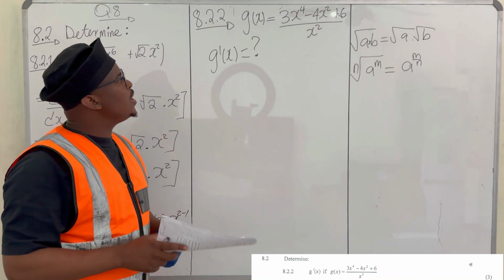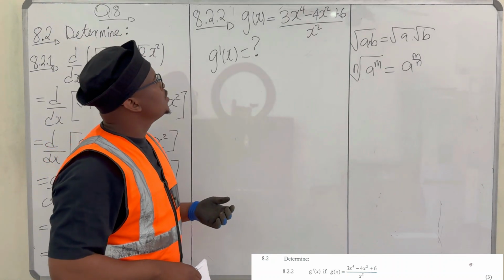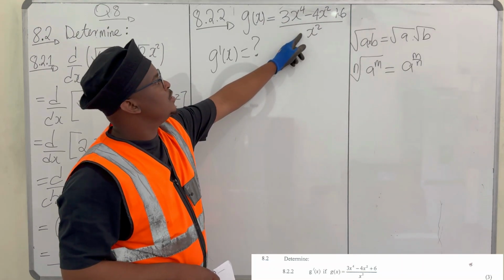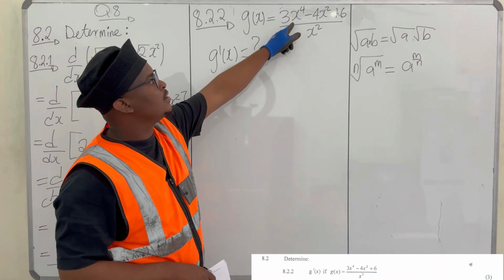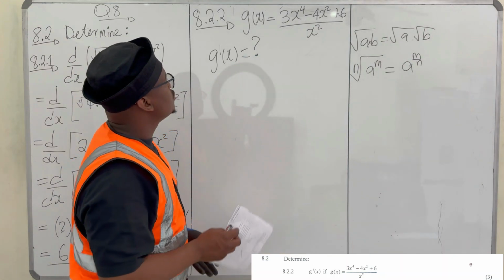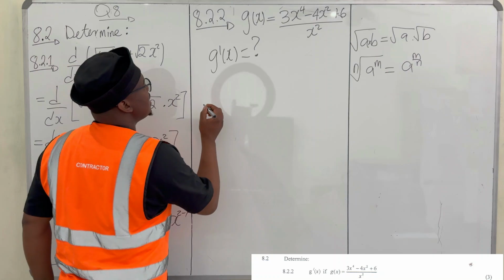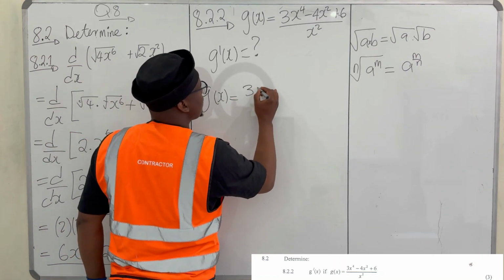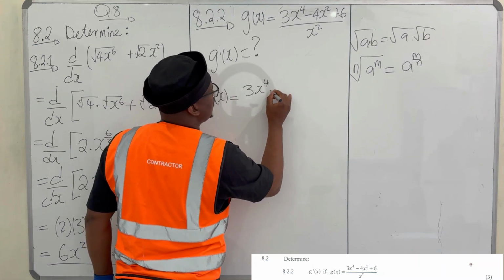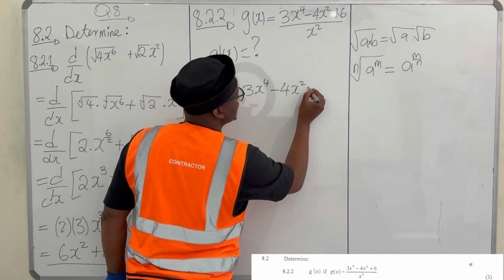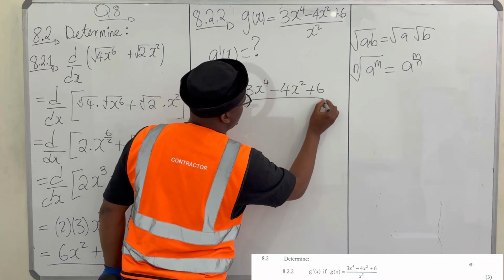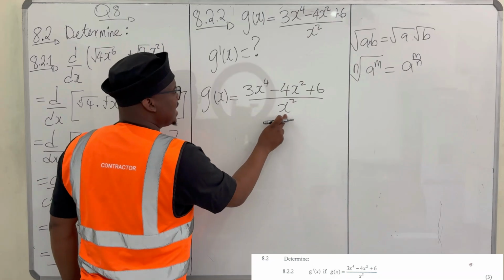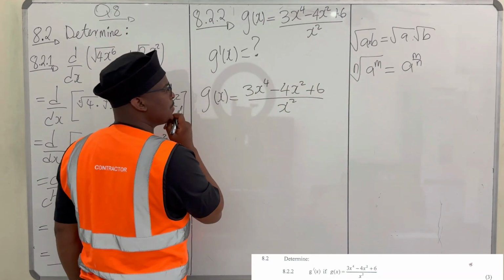So what do we do? For your grade 12 calculus, you cannot derive if you have a variable as a denominator, right? So we should try to get this variable up there. That's what we should try to do. So you can say, okay, g of x is equal to, I'm going to rewrite it, 3x to the power 4 minus 4x squared plus 6 all over x raised 2. So we allow this x squared to divide all of them separately.